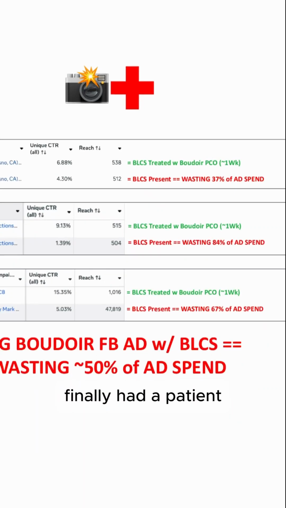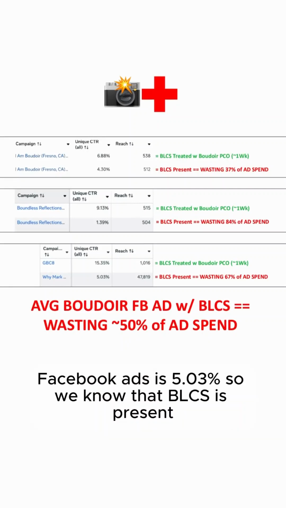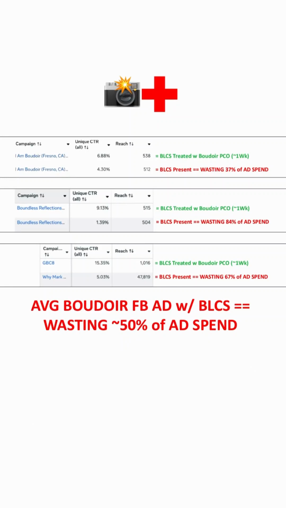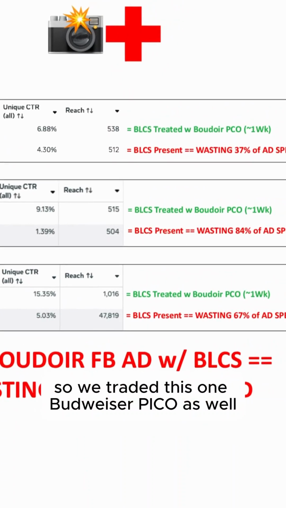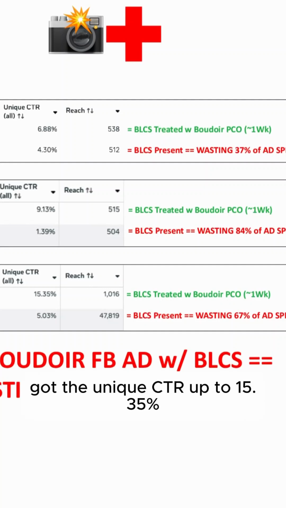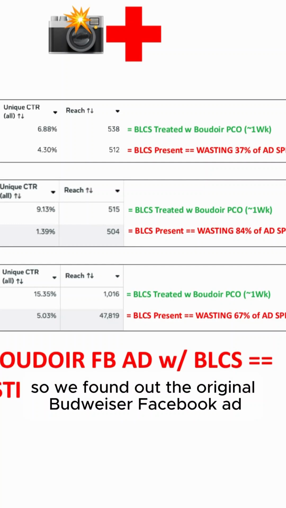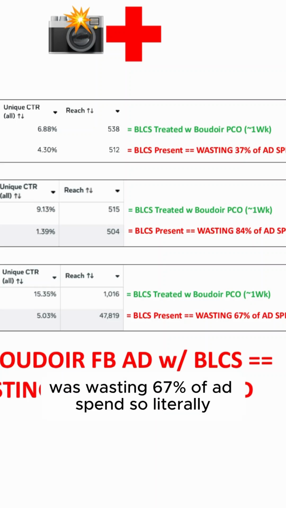Finally, had a patient who said the unique CTR of his Boudoir Facebook ads is 5.03%. So we know that BLCS is present. When unique CTR is under 6%, that's Boudoir low click syndrome. So we treated this one with Boudoir Pico as well. Did really good with this. Took about a week. Got the unique CTR up to 15.35%. So we found out the original Boudoir Facebook ad was wasting 67% of ad spend.